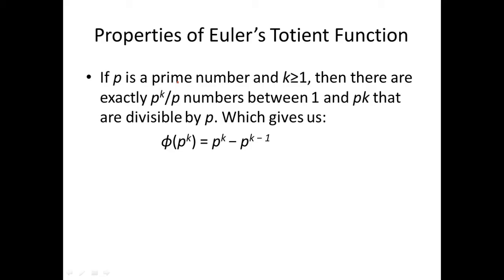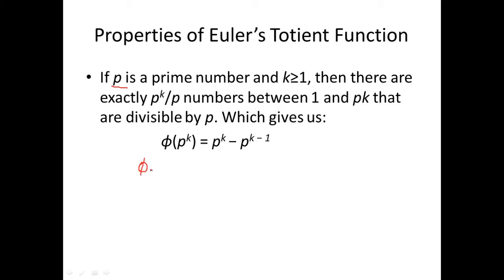Okay, now let's take a look at the second property of Euler's totient function. What this property says is if p is a prime number and k is greater than or equal to 1, then there are exactly p power k by p numbers between 1 and p^k that are divisible by p, which gives us phi of p raised to the power k is equal to p power k minus p power k minus 1. Let's understand this property with an example.